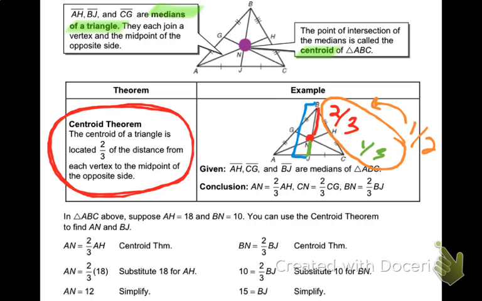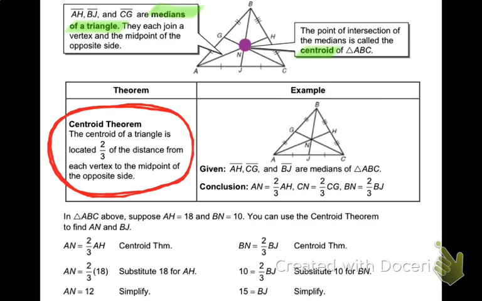Okay, use those fractions. Because why does that help? I'm going to erase this here. Well, on this one, it says AH is 18. So the whole segment here is 18. It wants me to find AN. That blue part there. Well, according to the centroid theorem, I can find that because it's 2/3.